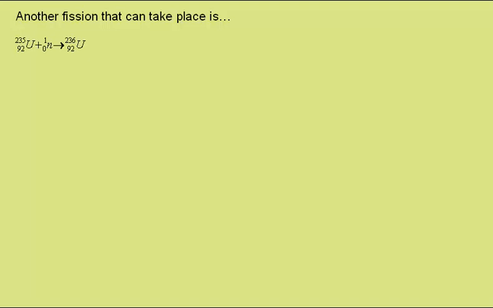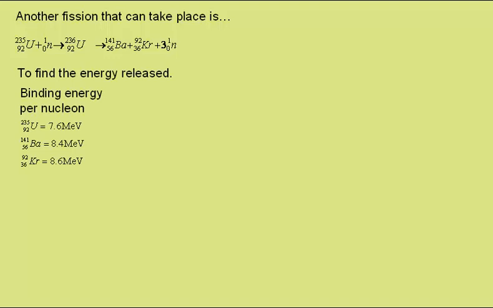Another fission that can take place is this one. Here uranium-235 absorbs a neutron becoming uranium-236 as before, but this time it splits into barium-141 and krypton-92, again releasing 3 neutrons. To find the energy released, we need to know the binding energy per nucleon of the products involved. So here we have the uranium-235 at 7.6 megaelectron volts per nucleon, barium 8.4 and krypton 8.6.